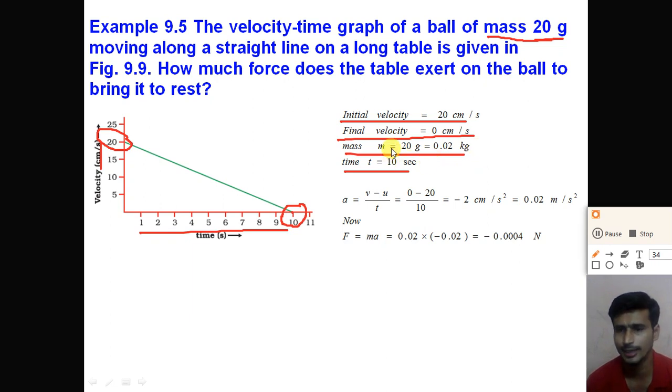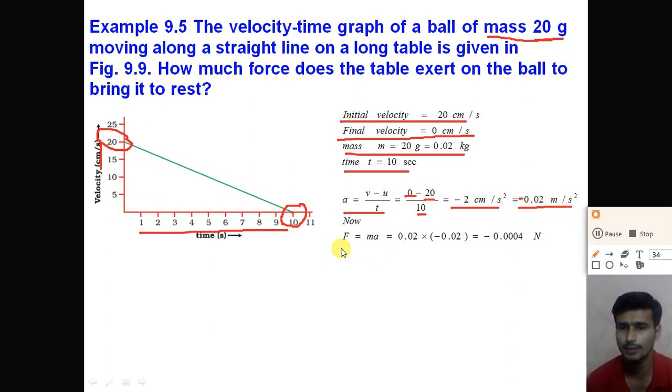Now from this data we can calculate the acceleration. Acceleration a is equal to v minus u divided by t. v, the final velocity, is 0, initial velocity u is 20 and time is t, 10. So we get the acceleration a equal to minus 2 centimeter per second square. Now if we convert this centimeter per second square into meter per second square by dividing by 100, 2 divided by 100, we get 0.02 meter per second square. So the acceleration of the ball is minus 0.02 meter per second square.